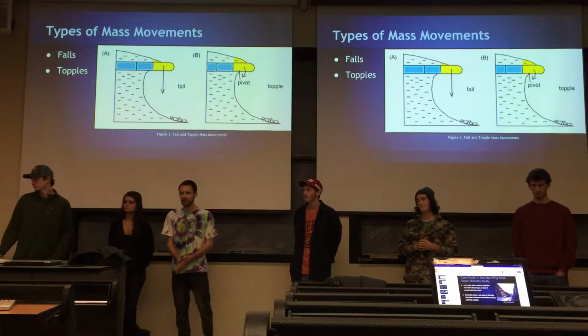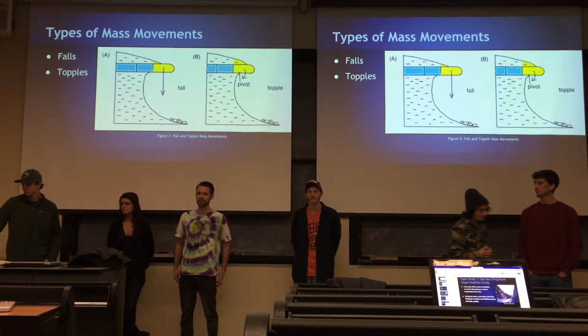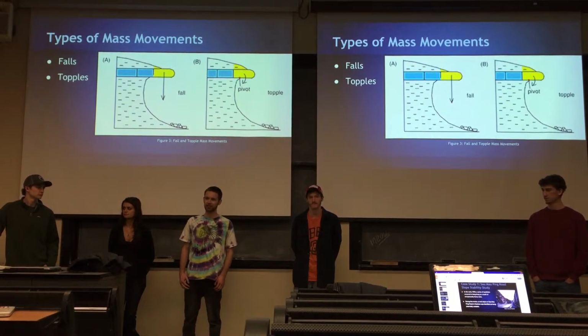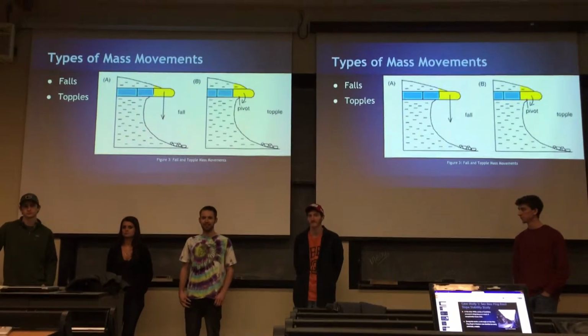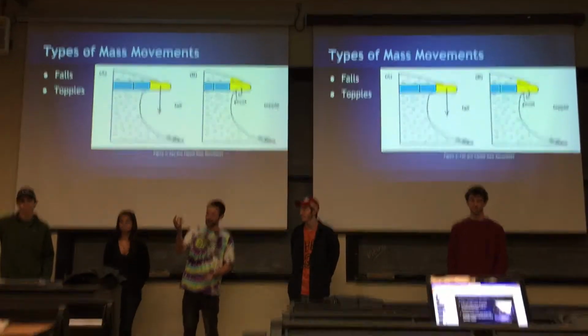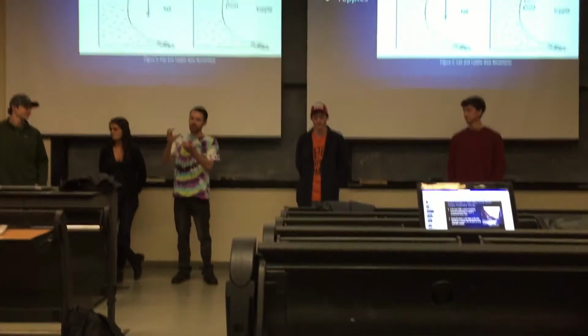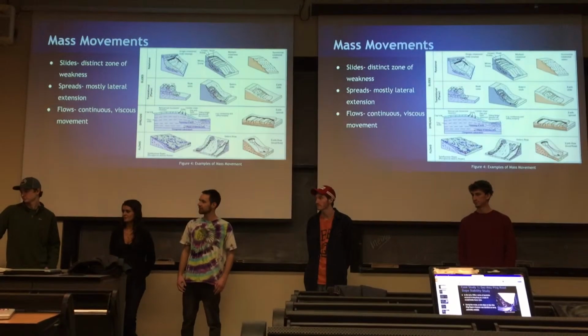There are a couple different types of mass movements. The first two, which are falls and topples, consist of failing rocks and soil due to shear stresses. Falls occur when the rock fails and falls directly down to the bottom of the cliff face, whereas topples rotate around a pivot point and then will roll down a cliff face.